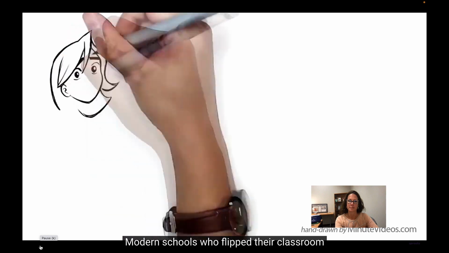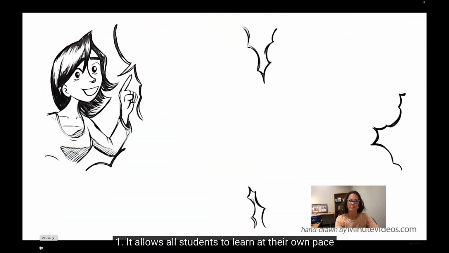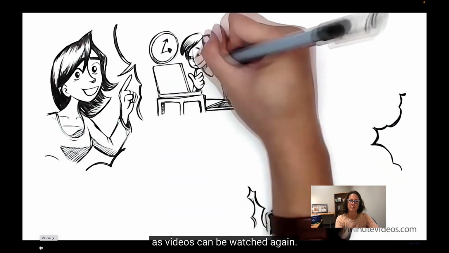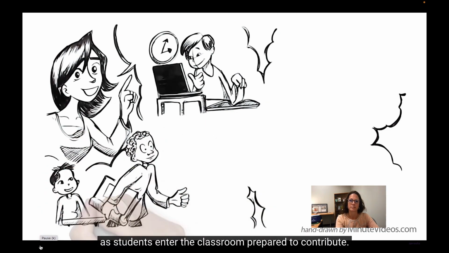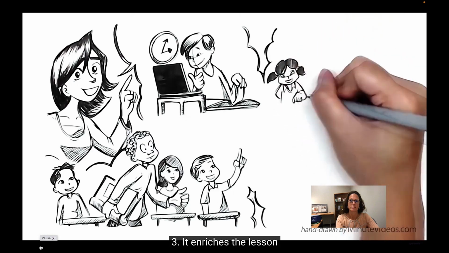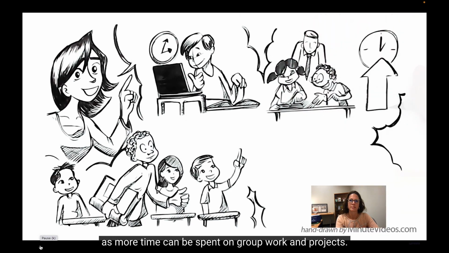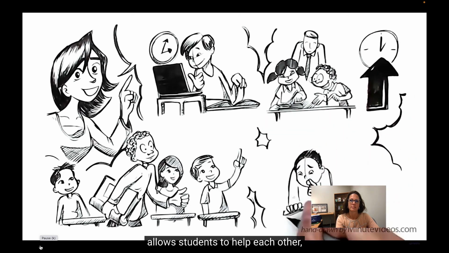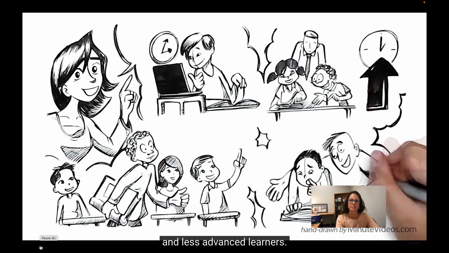Modern schools who flipped their classroom report many benefits. 1. It allows all students to learn at their own pace, as videos can be watched again. 2. It's more efficient, as students enter the classroom prepared to contribute. 3. It enriches the classroom, as more time can be spent on group work and projects. 4. Doing homework in class allows students to help each other, which benefits both the advanced and less advanced learners.